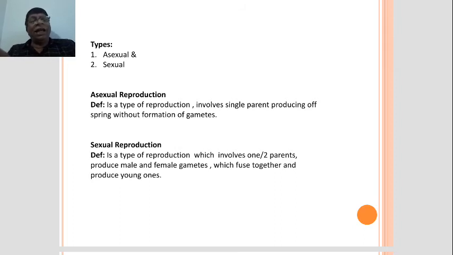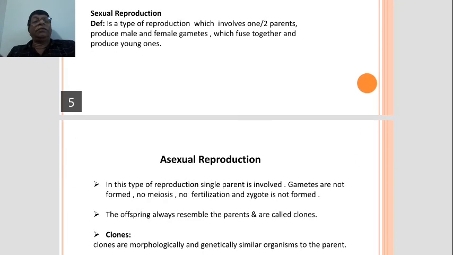at the time of fertilization and form the zygote. The zygote develops into a young one. Later on, the young animal develops into an adult or mature one. Thus, we have two types of reproduction. Okay, very important for 1 mark and also for 2 or 3 marks. Differentiate asexual and sexual reproduction like that.